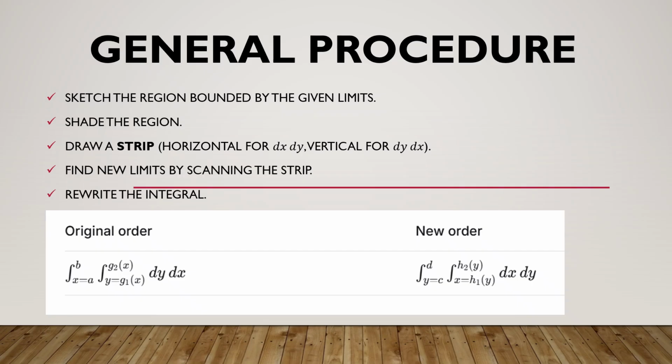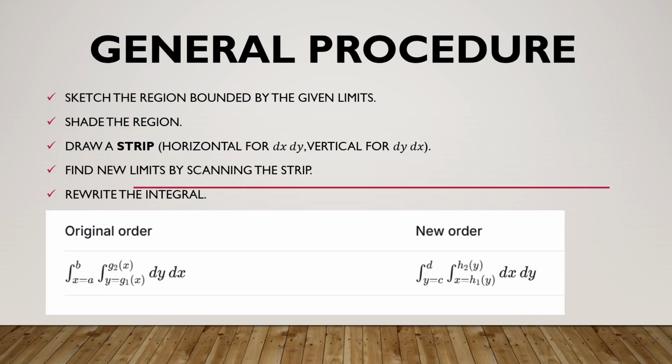Then shade the region. Then to find the limits for the changed order, we need to draw a strip parallel to the x-axis, a horizontal strip, if you want to change the order as dx dy. Or if you want to change the order as dy dx, draw the strip parallel to the y-axis, called a vertical strip.